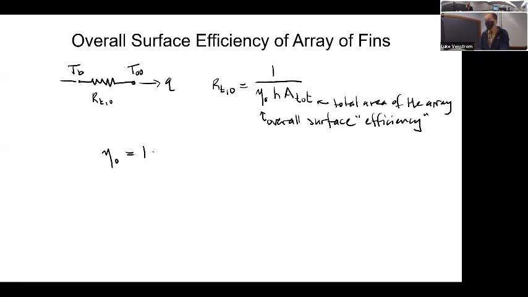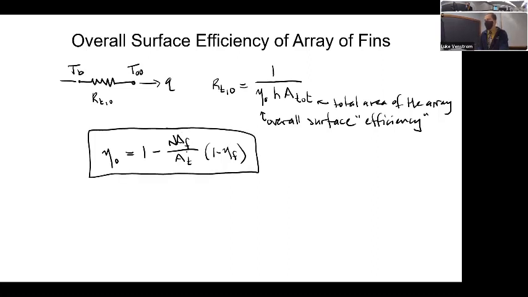You get the overall surface efficiency. It's related to essentially the ratio of the area associated with the fins and the area at the base of the array where there's no fin on the base, okay? And the single fin efficiency. Okay. So this is how you calculate the overall surface efficiency.